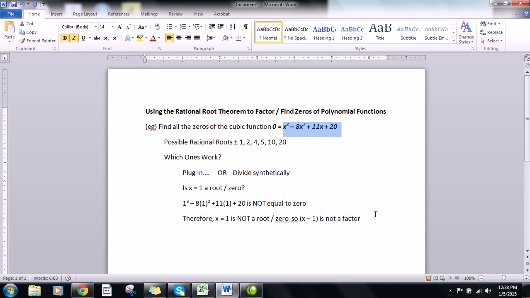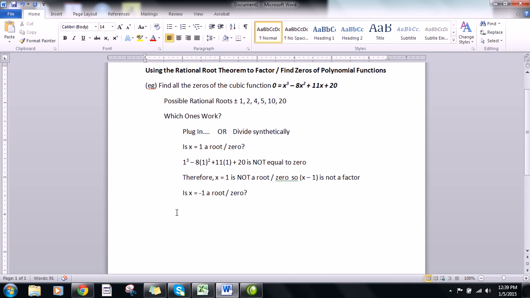Okay? Let's try negative 1. And to check negative 1, instead of plugging in, which we could do, I'm going to use synthetic division. So I'm just methodically checking each one of these. I've so far gotten rid of positive 1, but maybe negative 1 works, right? So I'm going to figure that out by using synthetic division. Now remember, the possible root or 0 is the number that goes in the box, right? So I'm going to put a -1 in the box. I'll put that line here as best I can on this Microsoft Word.